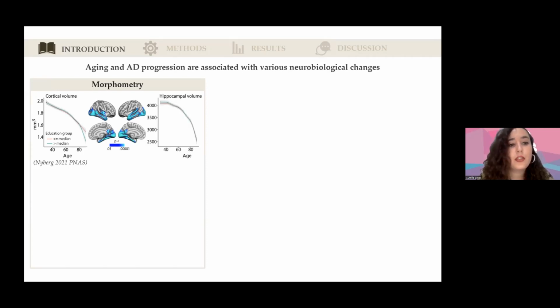And a region from the temporal lobe that is interesting to me, at least, is the hippocampus. And the hippocampus is also a very key region in the context of Alzheimer's disease, since it is one of the first regions to be impacted by the pathology.